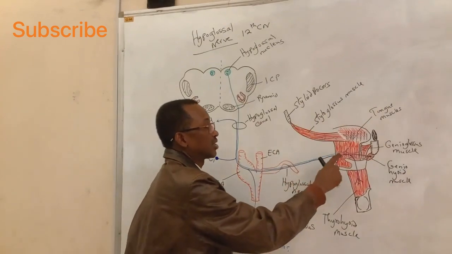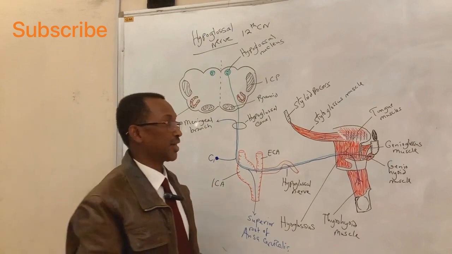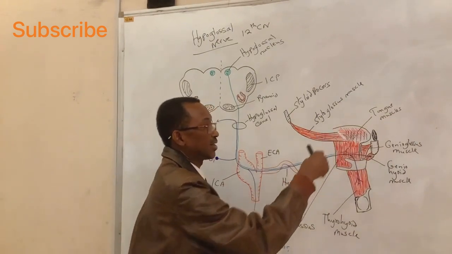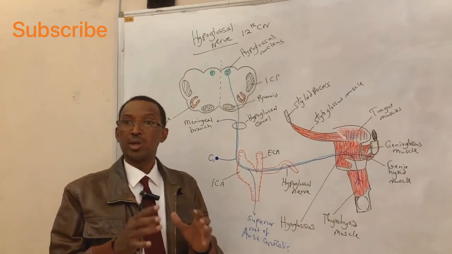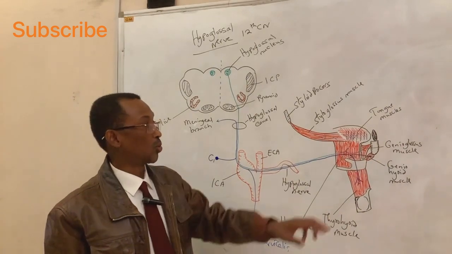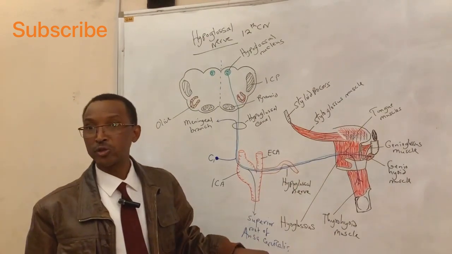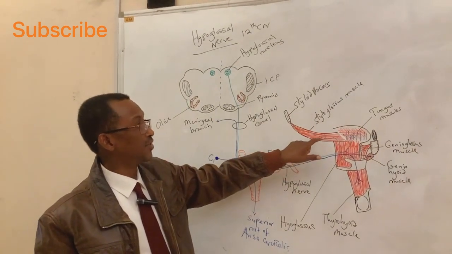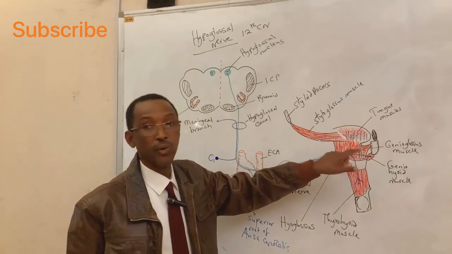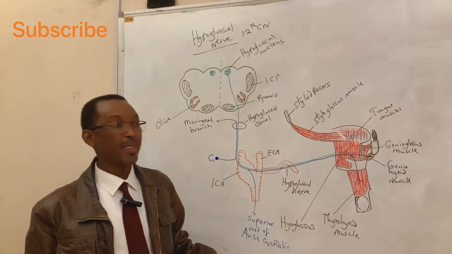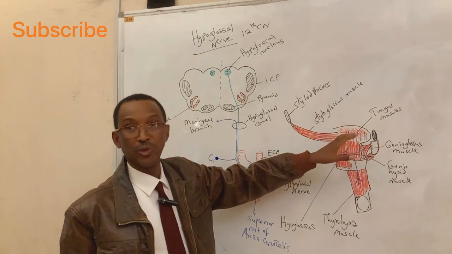The final branch is one that goes into the internal aspect of the tongue, and this branch supplies the intrinsic muscles of the tongue. That means the tongue has 2 types of muscles, what we call intrinsic muscles of the tongue and extrinsic muscles of the tongue. The extrinsic muscles are this: styloglossus, hyoglossus, genioglossus. Are you clear?